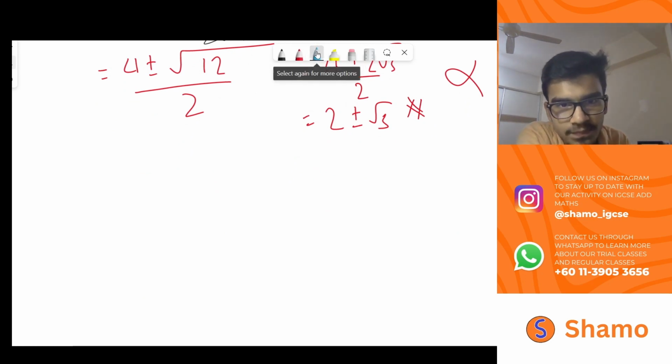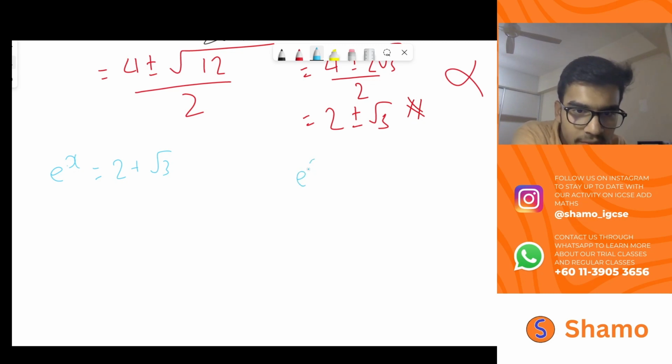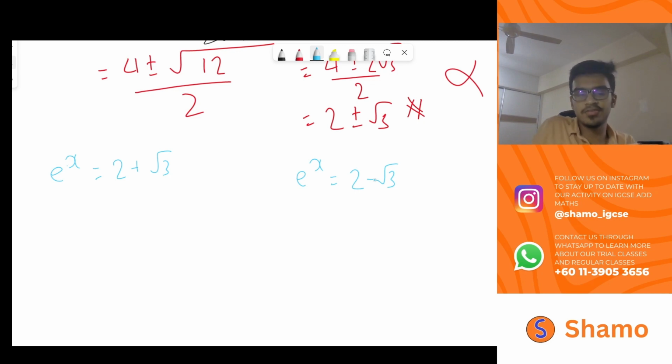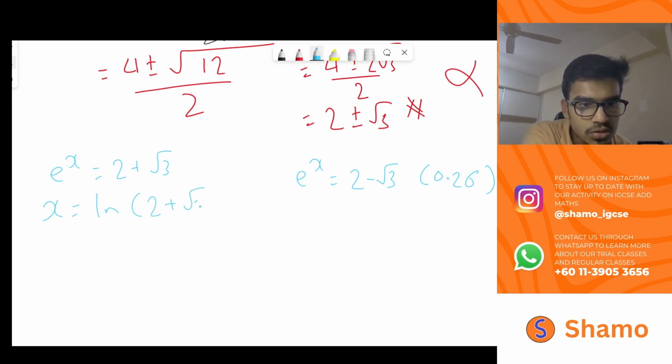Things happen. So e to the power x can either be 2 plus root 3, or e to the power x can be equal to 2 minus root 3. First of all, we need to check if 2 minus root 3 is positive. 2 minus root 3 is approximately 0.26, 0.27, same thing. So then we can actually solve this. So on the left side, x is equal to ln of 2 plus root 3. I'll just put that in the calculator. We should get ln of 2 plus root 3.